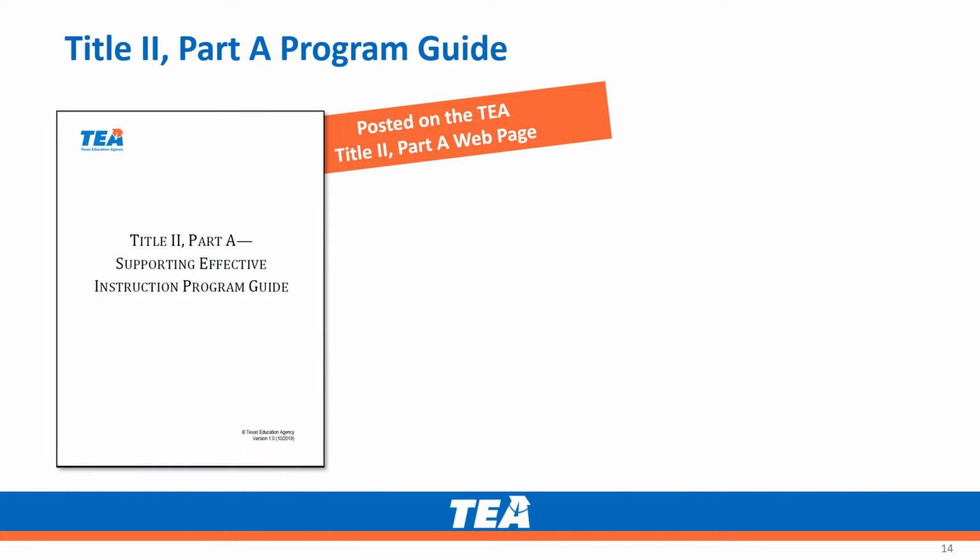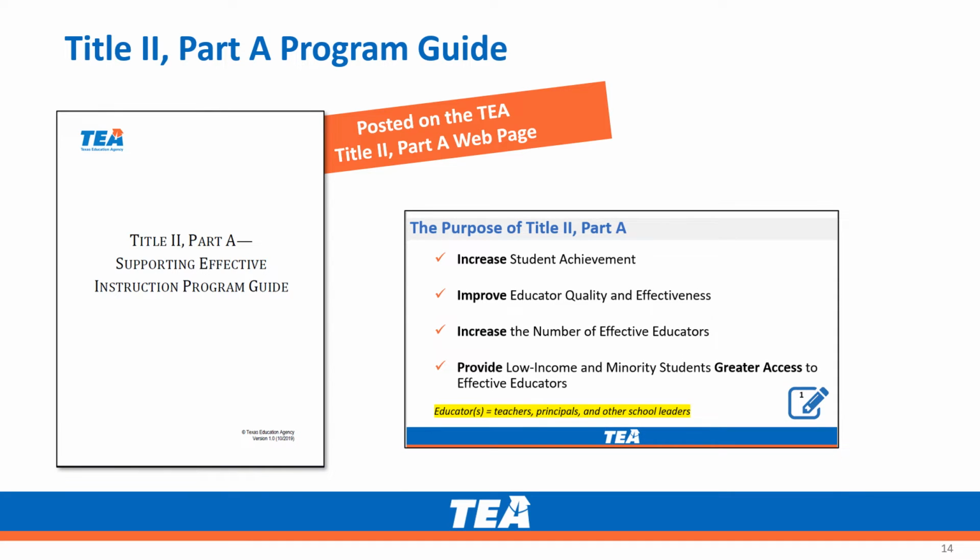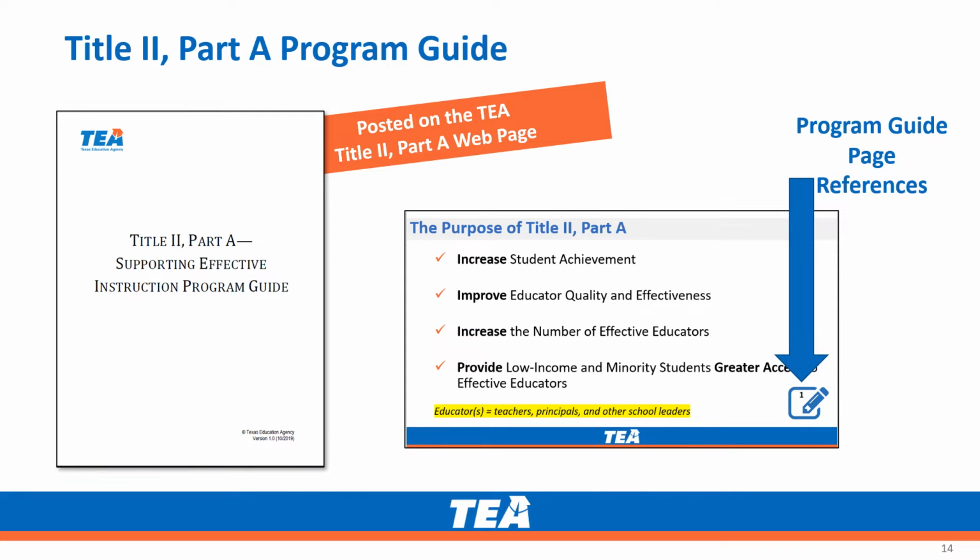The program guide is based on the program-specific provisions and assurances, but we have tried to present the information in a more user-friendly manner. Where the language of the provisions and assurances is straight out of statute, the program guides are generally easier to read. We will be referring to the program-specific pages of the Title II Program Guide during the rest of this presentation. When a slide refers to information found in the program guide, there will be a page number reference on the lower right-hand side of the slide.